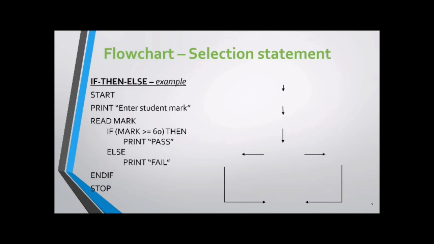The start of the flowchart is represented with the oval. Then, it uses two parallelograms for the prompt and input of the student mark.